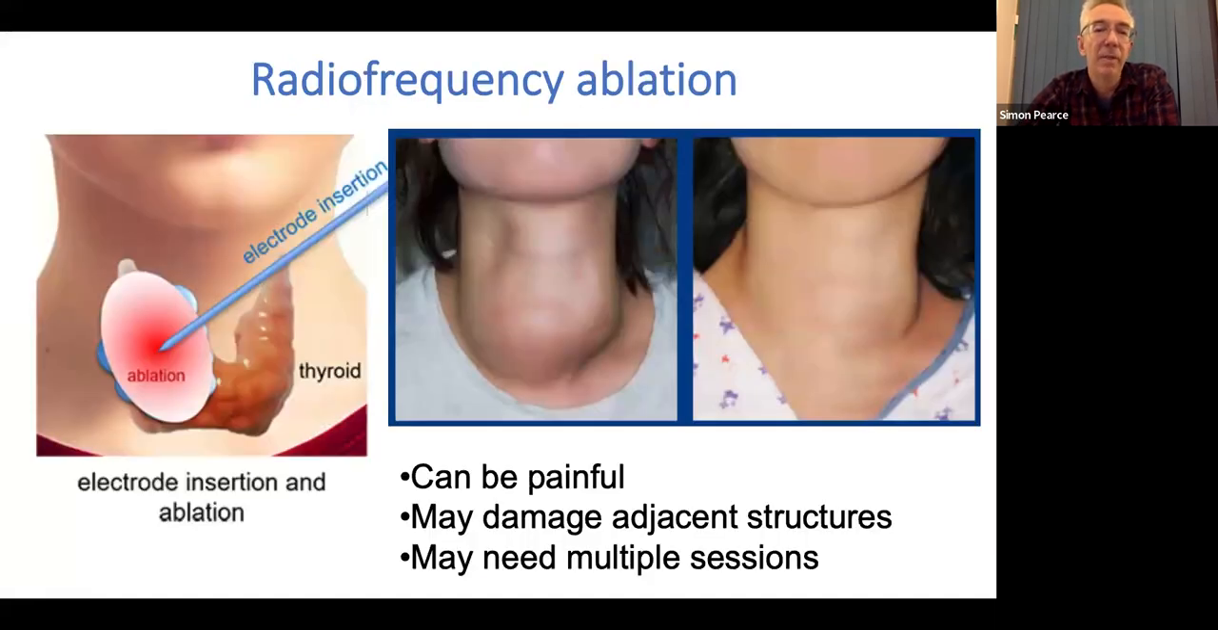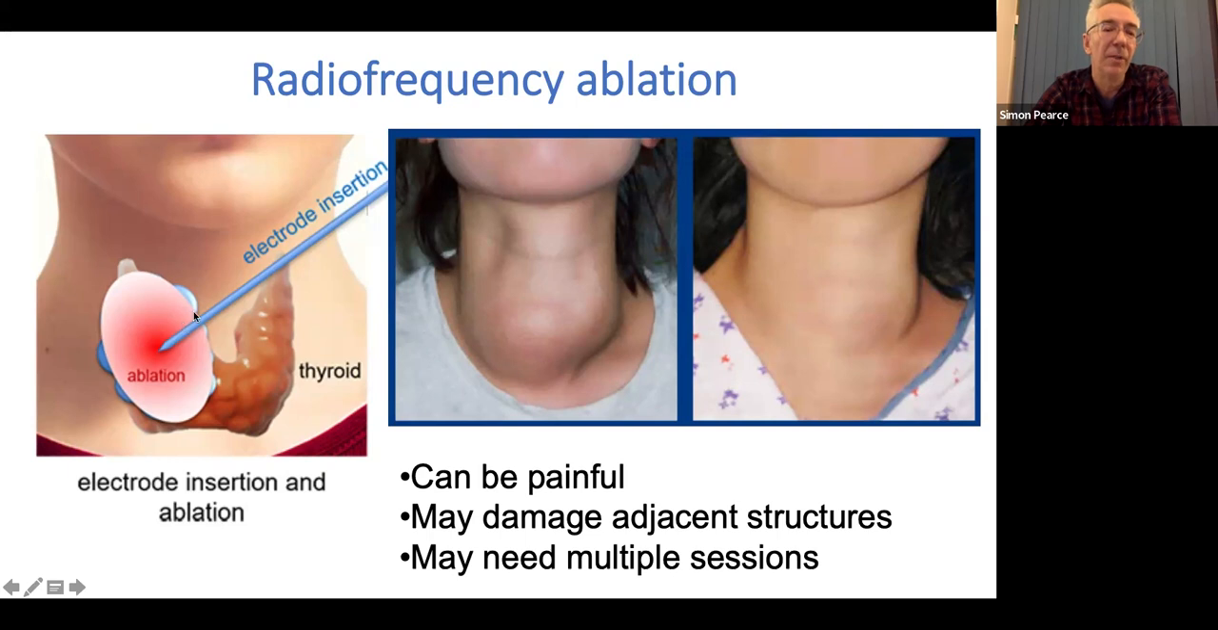So radiofrequency ablation, it's normally done by a radiologist. They insert an electrode into your nodule, and the electrode has an alternating current, and the alternating current induces heat basically, and you get some vaporization of the thyroid tissue. And so they will insert to the bottom of the nodule and then zap it, pull it back 2 or 3 millimeters, zap it, do that.